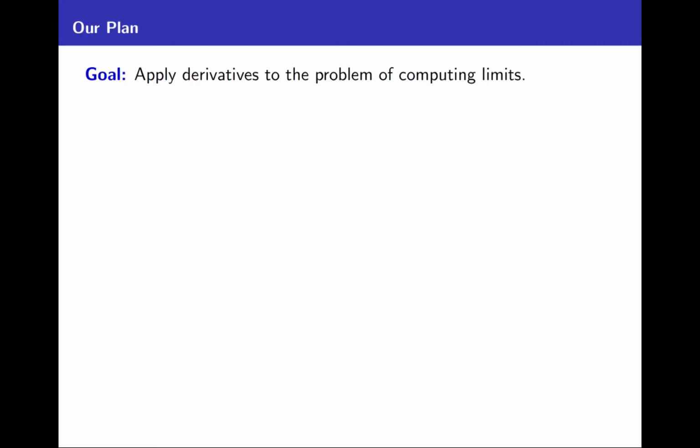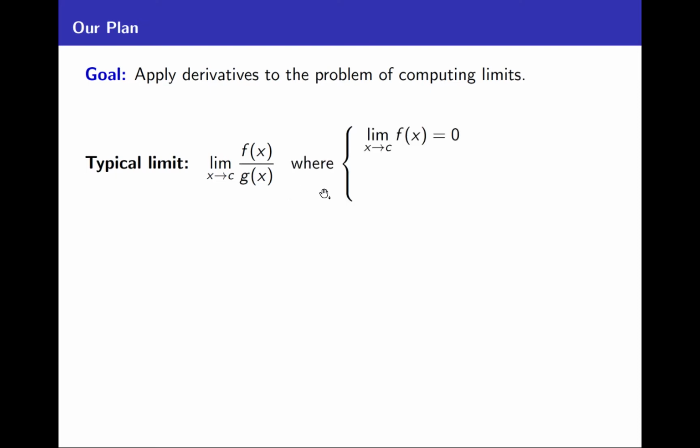Here's our plan. Our goal, as I said, is to apply derivatives to the problem of computing limits. Think about a typical limit. We've looked at a lot of limits that look like the limit as x approaches c of f of x over g of x. And most often they have the form where the limit as x approaches c of f of x equals 0, so you're getting 0 on the top. And also the limit as x approaches c of g of x equals 0. So you're also getting a 0 on the bottom.